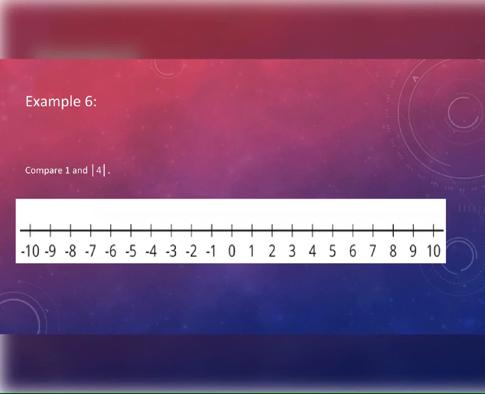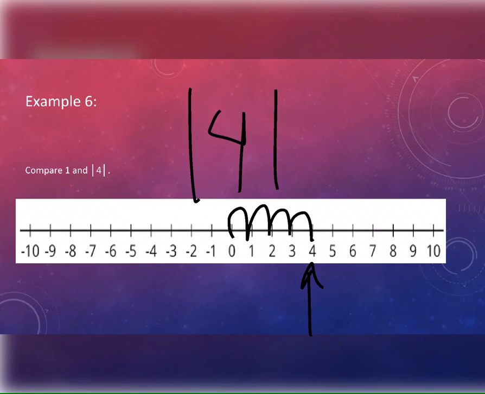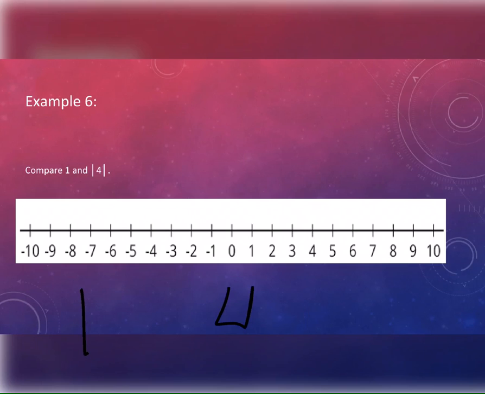In example 6, it says to compare the number 1 and the absolute value of 4. We don't need to do anything with the number 1 because it's just the number 1. But we do need to find out how many places away from 0 is 4. We're going to go to the right because it's a positive number. 1, 2, 3, 4. So the absolute value of 4 is 4. Now I need to compare 1 and 4. 4 is larger, so we will use the less than sign. And I would read this as 1 is less than 4.